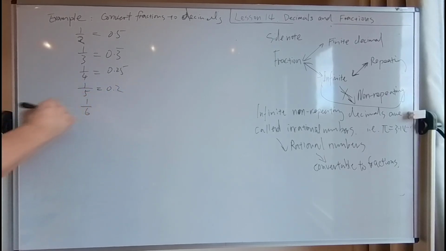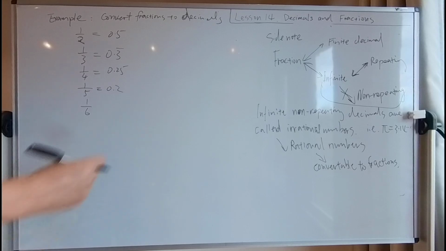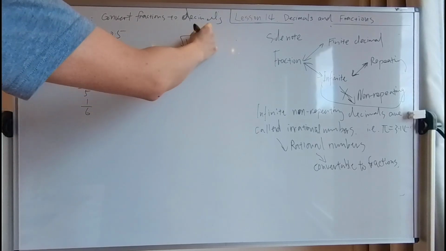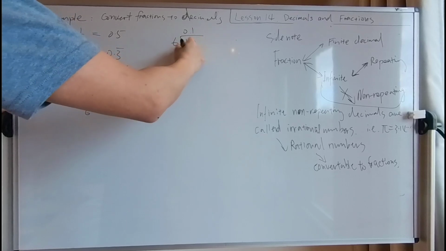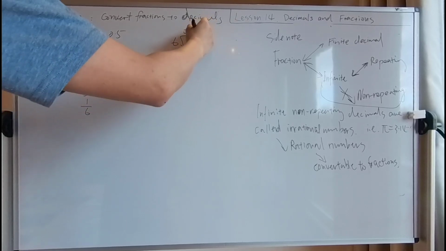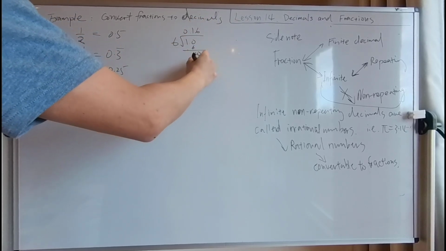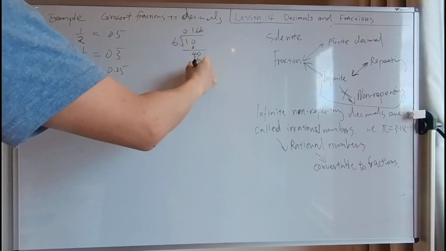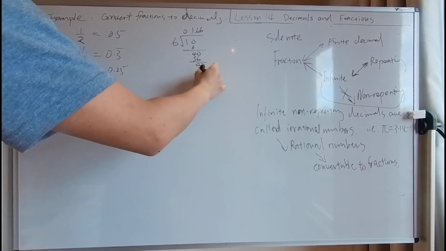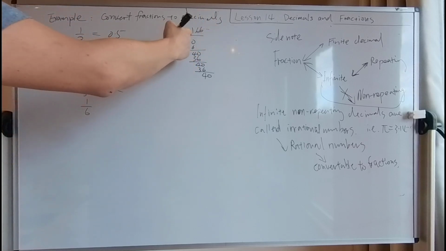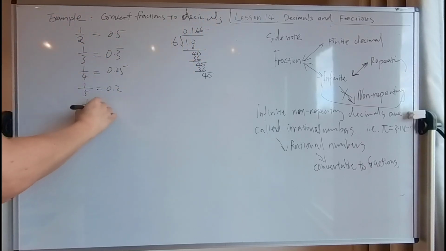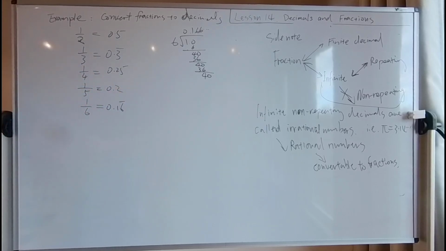And 1 over 6, we haven't tried this before, but you can do this in terms of a long division. Right, you see the numbers start repeating now. So it's 0.16 with the 6 repeating. So 0.16, and the 6 is a repeating term.